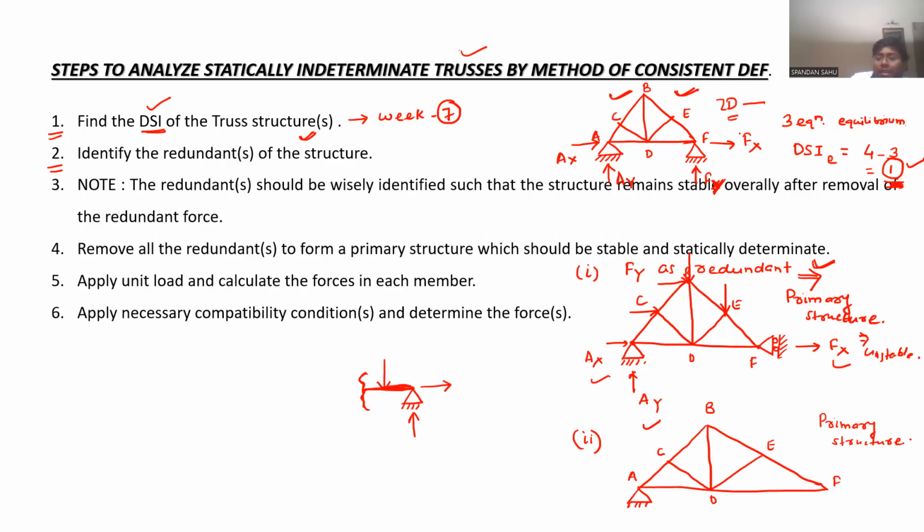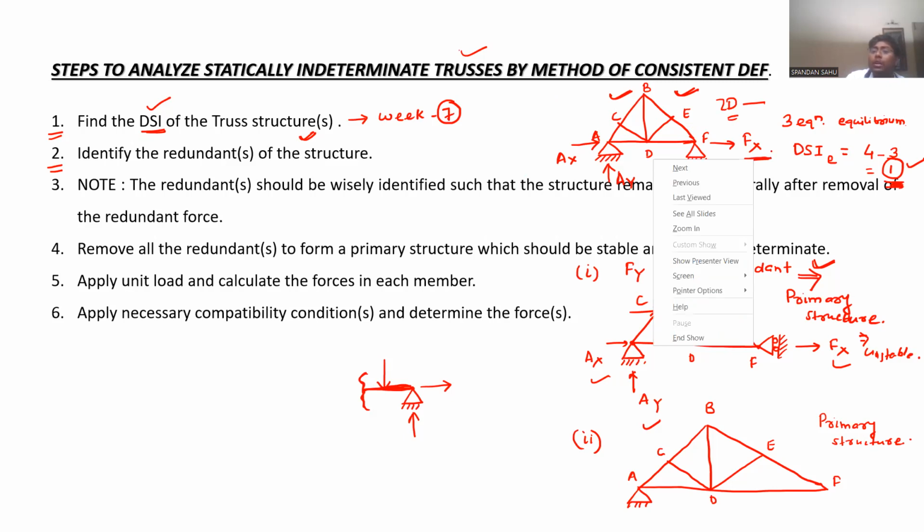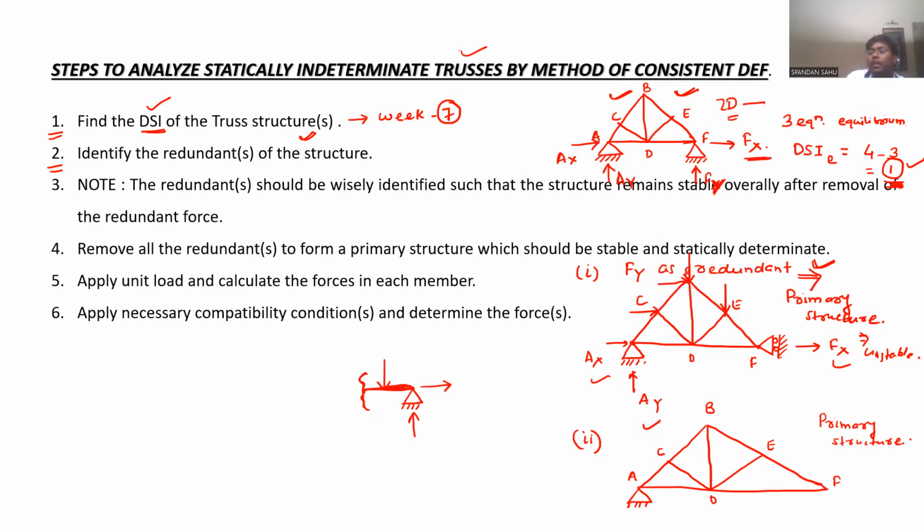Now, since we are releasing Fx, it means there is no force along Fx. So it can move along that horizontal direction. So which type of support, if you apply, will give you a movement along horizontal direction but not along vertical direction? Simple. Apply a roller. Now check. Fx is released. Yes, sir.